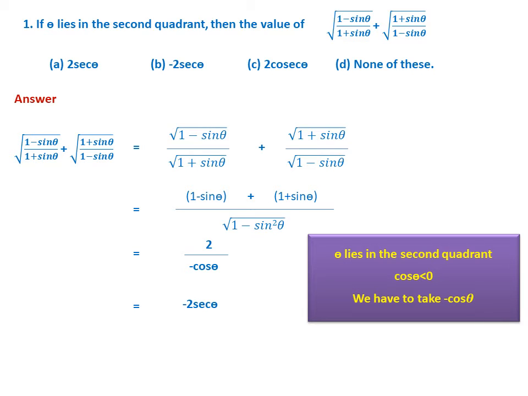So this is the idea. Therefore, the correct answer is minus 2 secant theta. Now remember, the same question, if it is in the first quadrant, no problem, it is 2 secant theta, but it is in the second quadrant, therefore it is minus 2 secant theta. This is the difference. So you should be very careful with this type of question. You have to read the content very carefully. Theta lies in the second quadrant, that is a very important statement here.